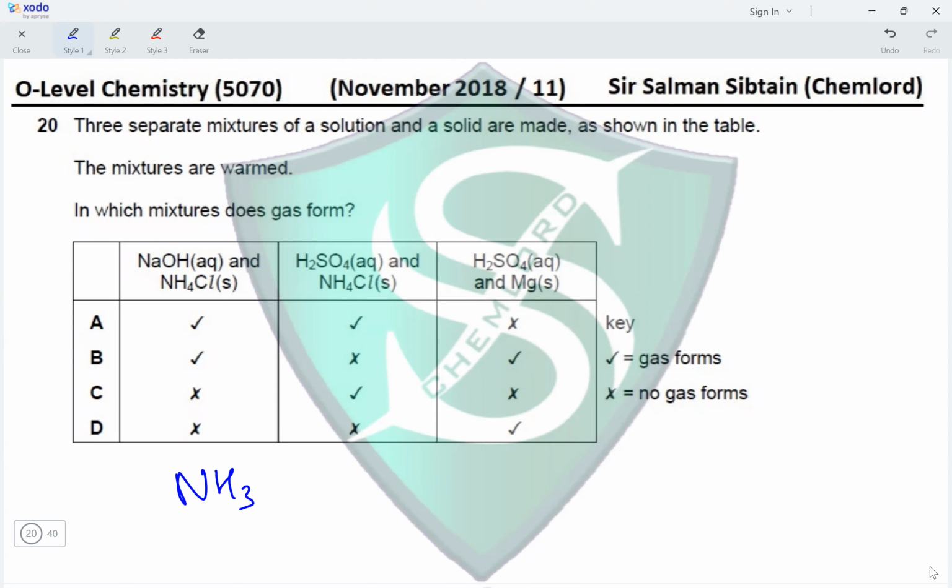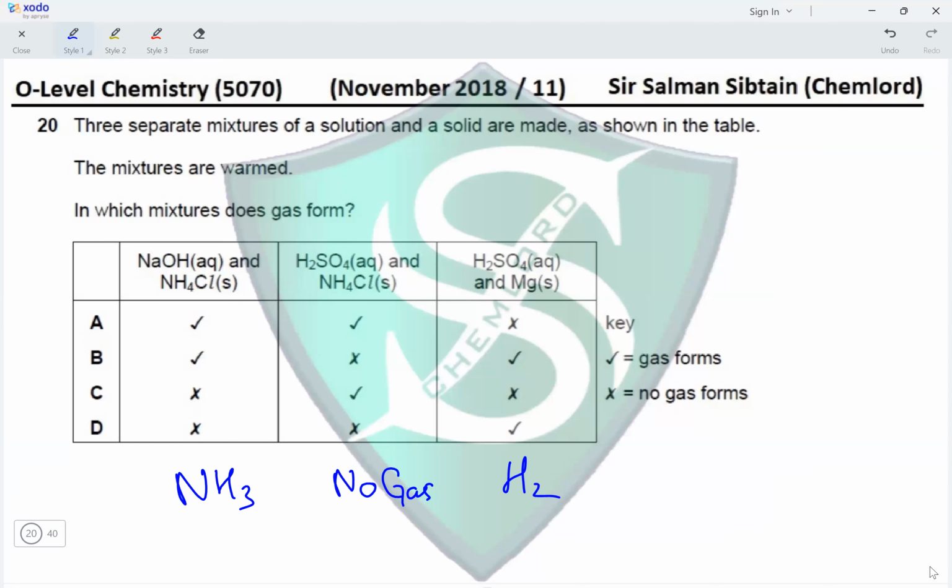Sulfuric acid and ammonium chloride. This reaction will not happen because sulfuric acid, being an acid, will not react with ammonium chloride, which itself is an acidic salt. So no gas would be produced in this case. And H2SO4, sulfuric acid and magnesium metal. So this would produce hydrogen gas.